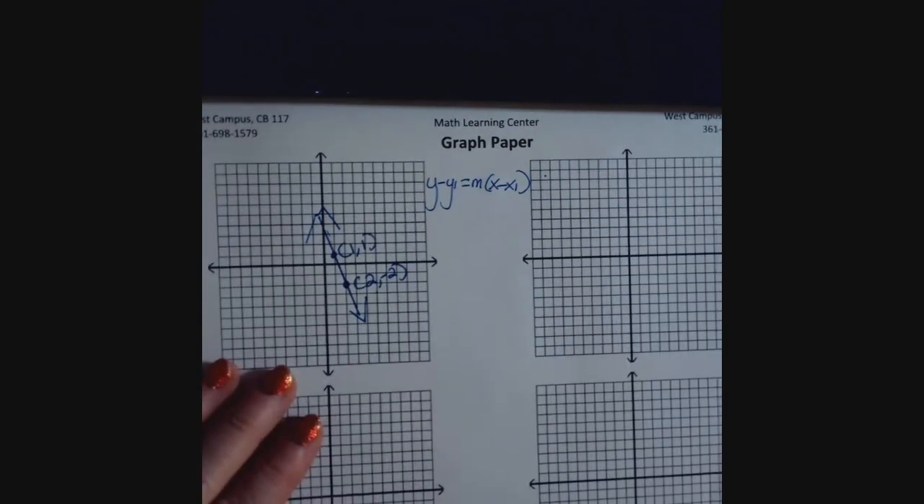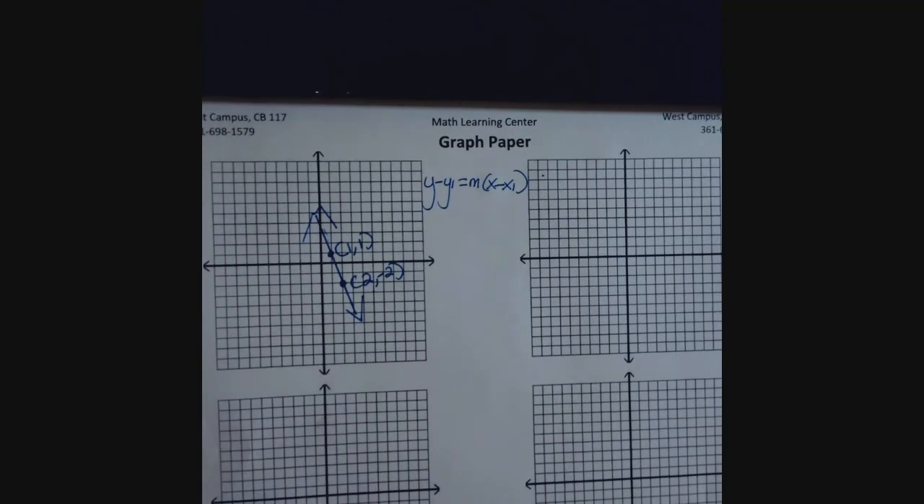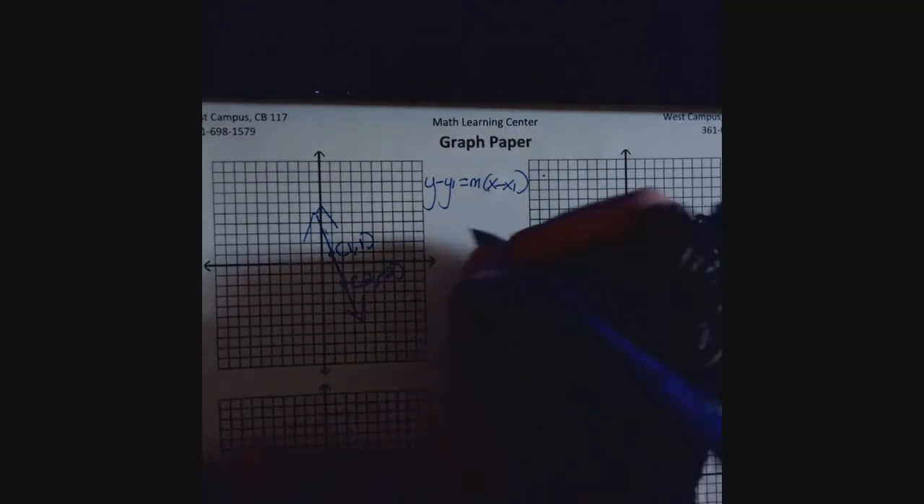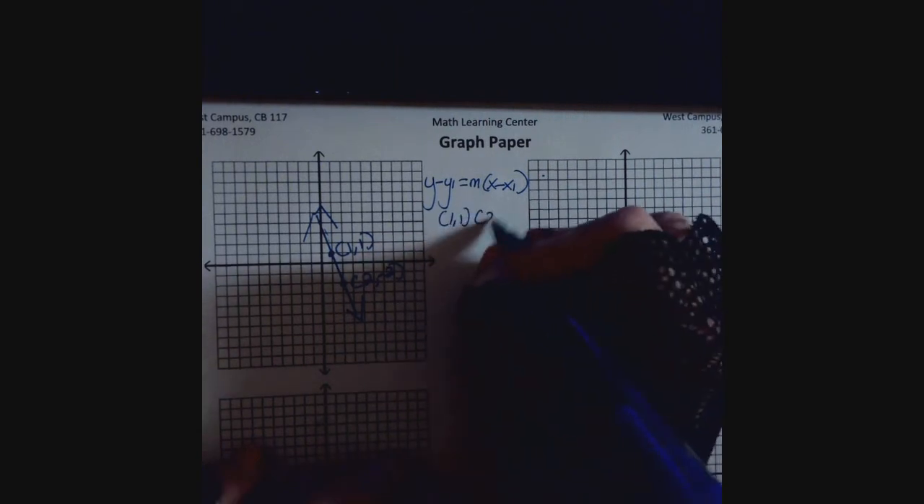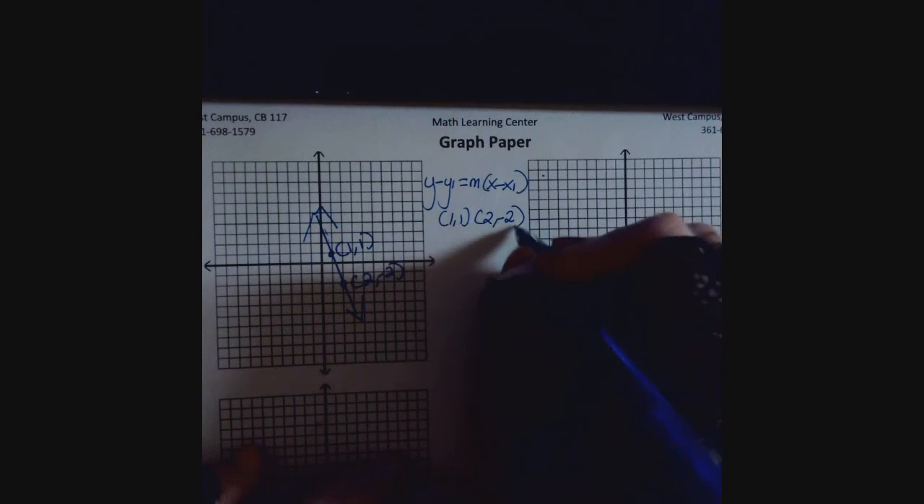Okay, so there's 2 ways to get the slope. Since I have a graph, I can count or I can use ordered pairs. Just to switch it up, instead of counting, I can tell it's going to be negative. I'm going to go ahead and use the ordered pairs. So I've got 1, 1, and 2 comma negative 2.